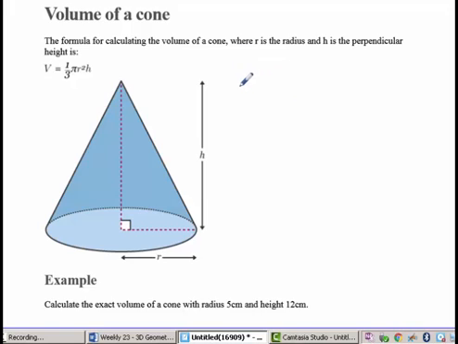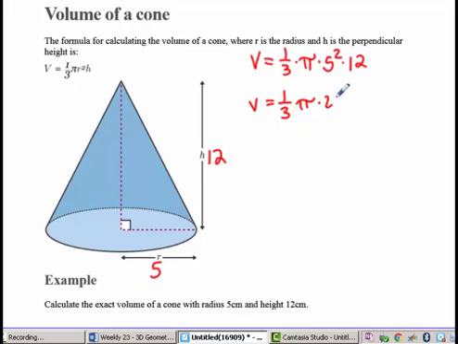Okay, so what we're looking at here, we have a radius of 5 centimeters, a height of 12 centimeters, and so our formula is going to be volume equals 1/3 times pi times r squared, which is 5 squared, and it's times height, which is 12. Now, we have volume equals 1/3 pi times 25 times 12. Let's think about this. We're going to need 25 times 12. So we have 300 here.